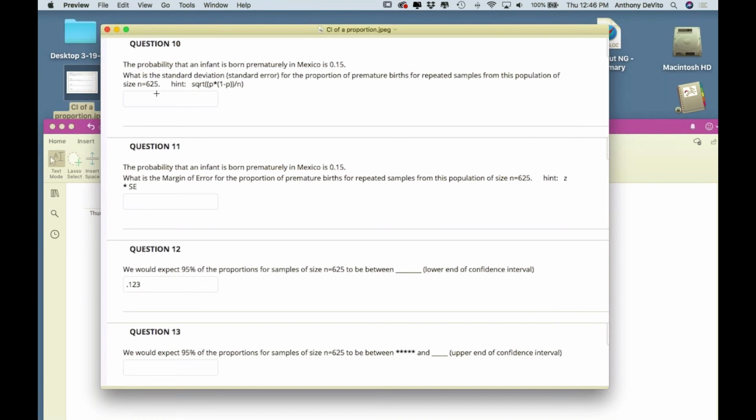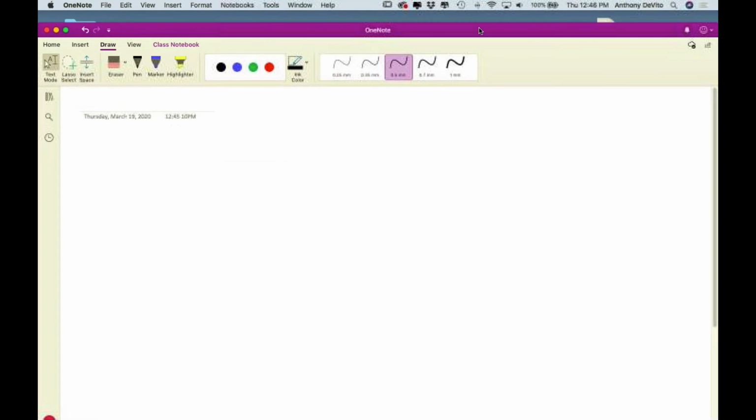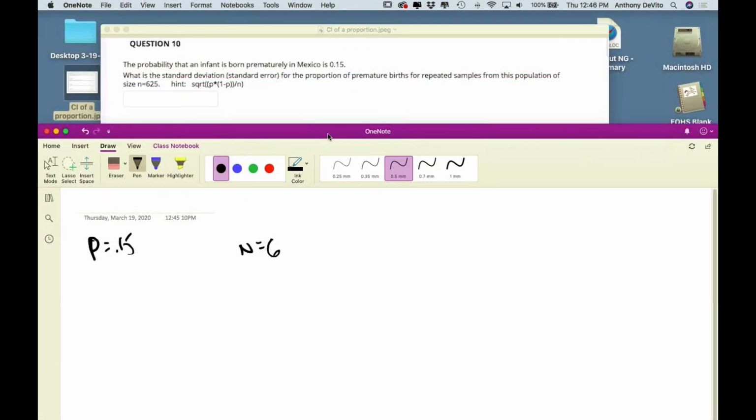In other words, if we took a sample of 625 births in Mexico, and knowing that the population proportion is 0.15, what would we expect the standard deviation of samples that we took over and over and over again of this sample size to be? Okay, so let's take a look at what that might look like. So 0.15 in a sample size of 625. So the true population proportion is equal to 0.15. And we're going to take a sample from there of 625.